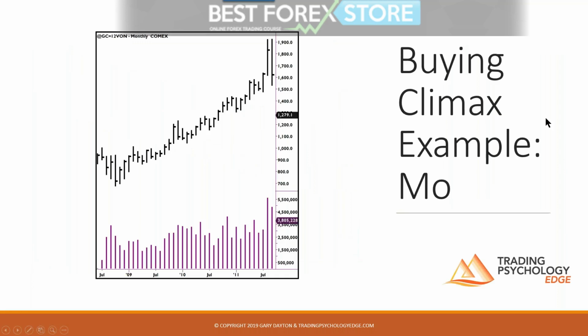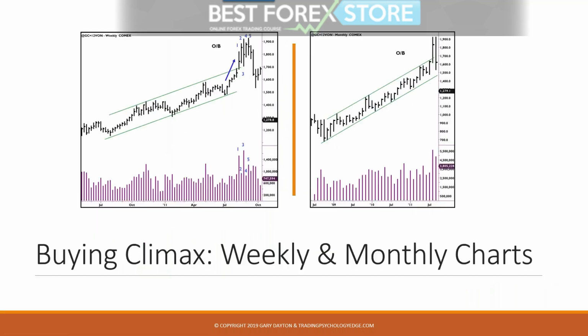So another buying climax example. I remember this one. This one's a while ago in gold, where on a monthly basis, look at this. Buying climax there. That was huge. All right, so we can do a little bit of reverse. We see this bar on the monthly, we can go to the weekly and say, oh, how did we get there? And how we get there, we're rallying up.